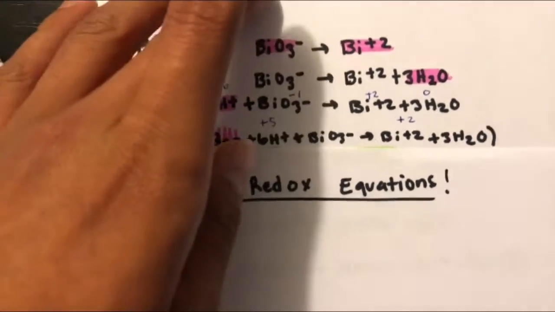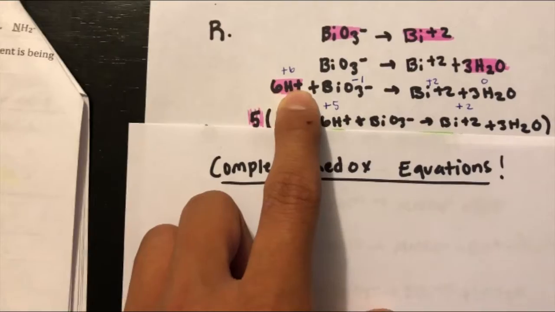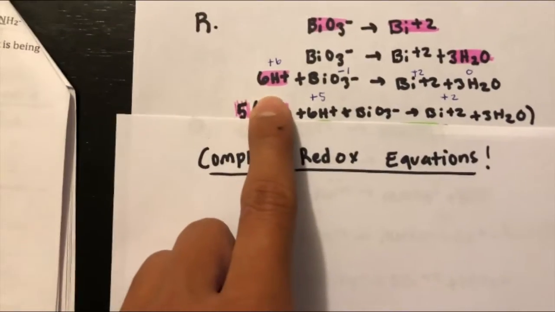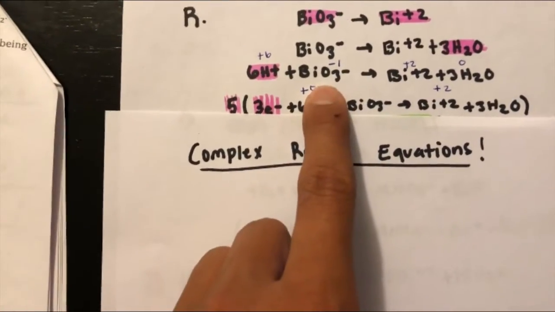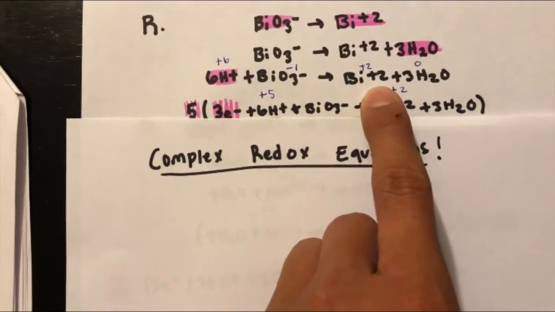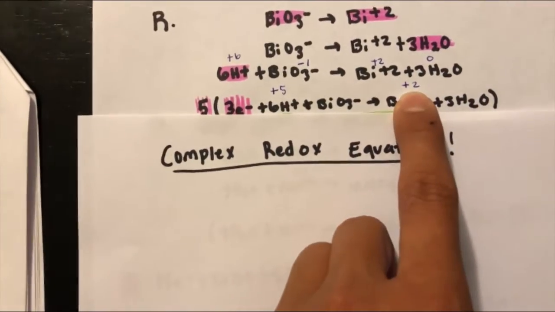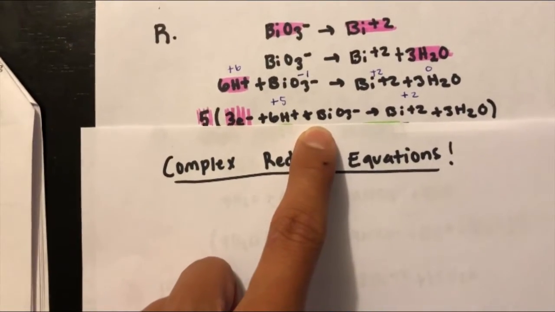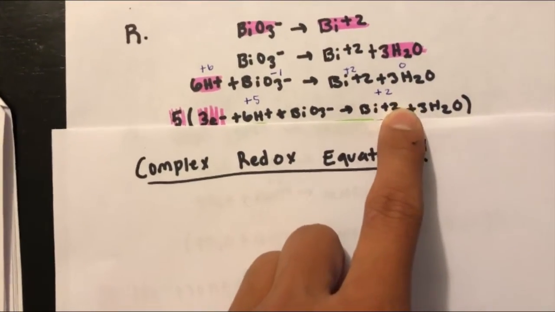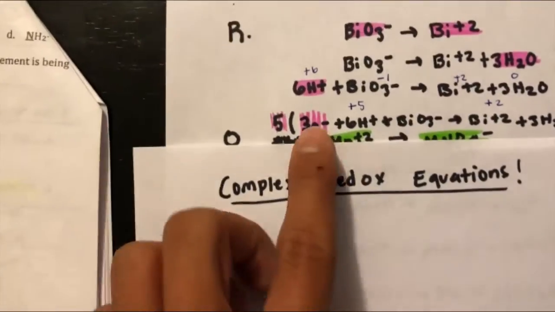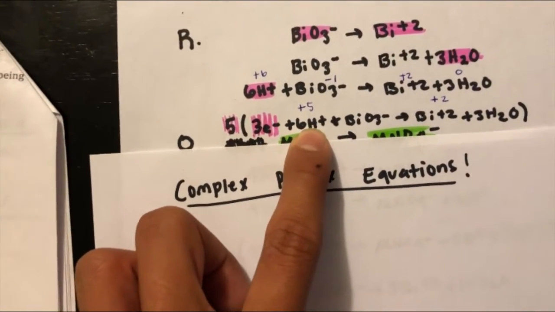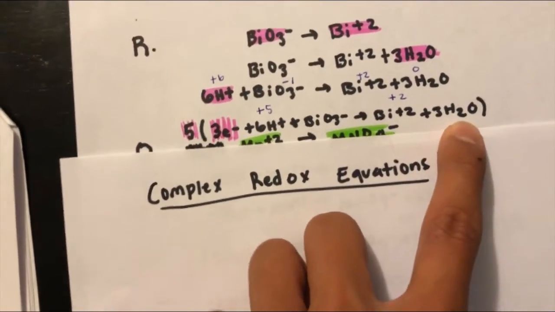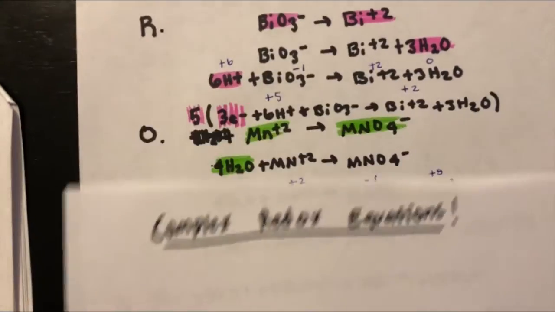After that, you want to figure out your oxidation numbers to figure out how many electrons you'll need to balance. So we have a +6 here, a -1, which makes a +5, and we get a +2 and a 0, which makes +2. So in order to get +5 to +2, we have to subtract 3, since +2 is a lower charge. So we have 3E minus plus 6H plus BiO3 minus makes Bi plus 2 plus 3H2O. And that's our reduction equation.